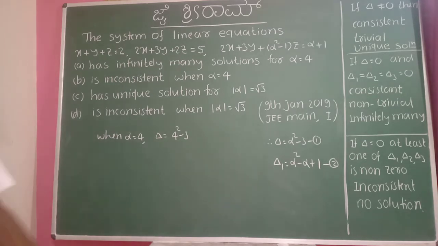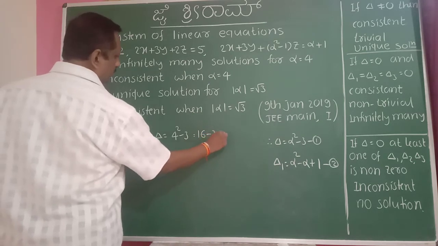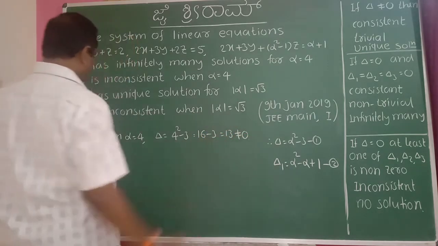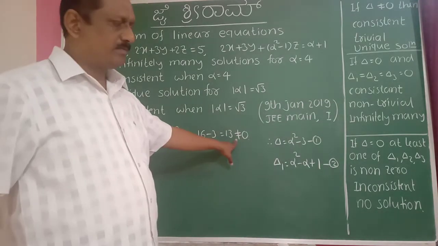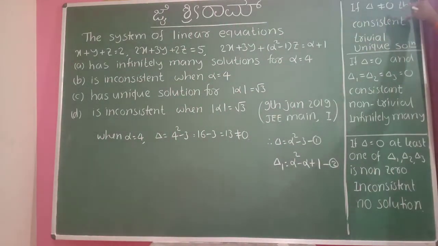So 4 squared is 16, minus 3 gives 13. Obviously this is not equal to 0. When alpha is equal to 4, delta is not equal to 0. If delta is not equal to 0, then the system is consistent and has a unique solution.